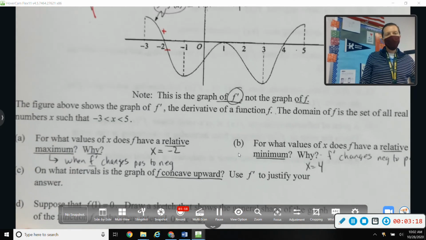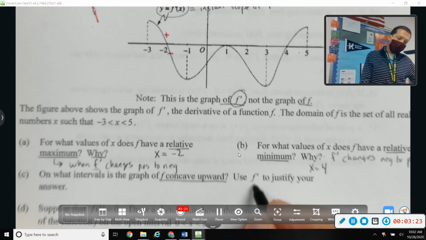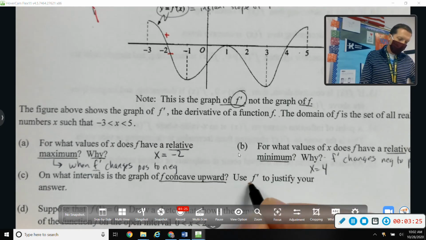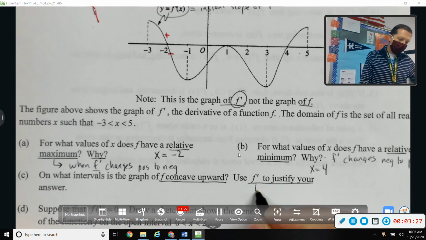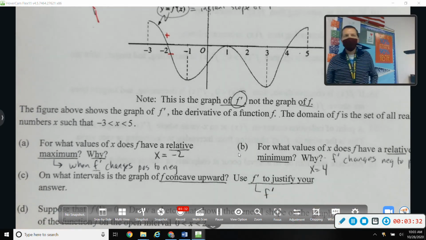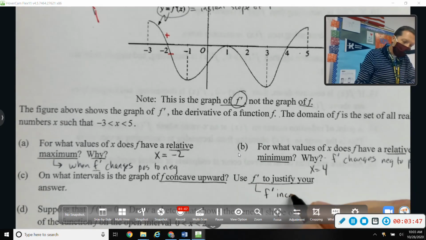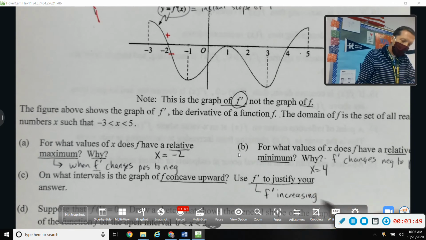Part C. On what intervals is the graph of f concave upward? Use f prime to justify your answer. So it's trying to give me a hint here. We said concave upward was where f prime is doing what? F prime is the slopes. If I have a concave up graph, what is f prime doing? Increasing. So I want to look at my graph and see where is f prime increasing.